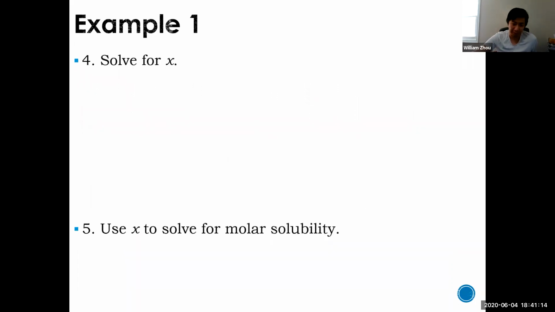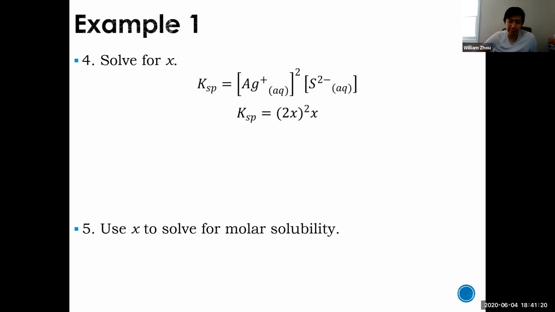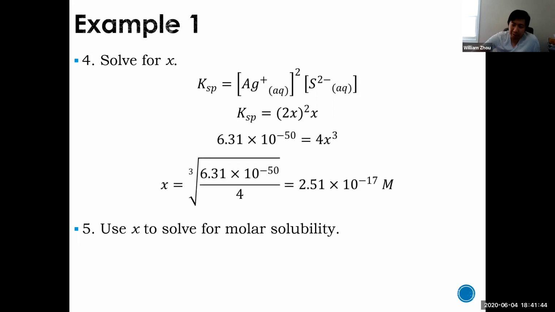It's time to solve for x. You could use the Ksp formula to solve for x. Ksp is (2x) squared times x. The concentration of silver is 2x, so if you want to square that, you have to square the whole thing, not just the x. You have to square the 2, which is why you have the brackets. Ksp is this small number, 10 to the negative 50, equals 4x cubed. A very simple calculation. You just move the 4 over and take the cube root. You would have 2.51 times 10 to the negative 17 moles per liter.